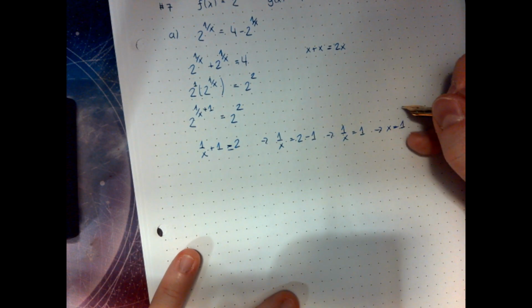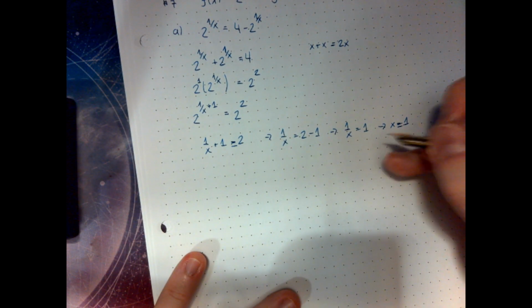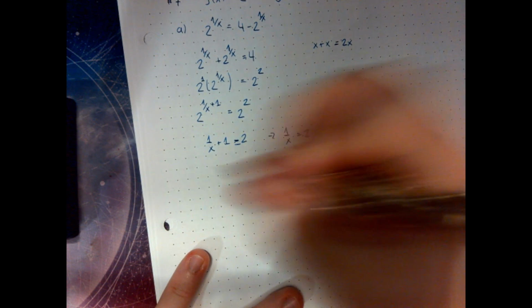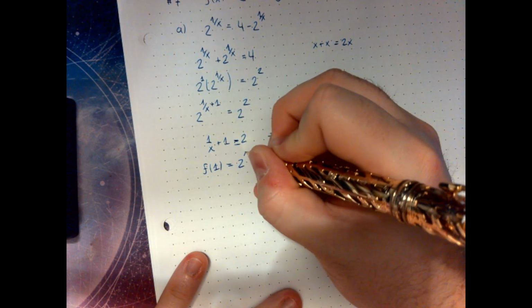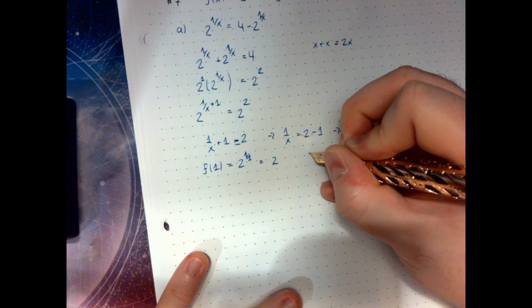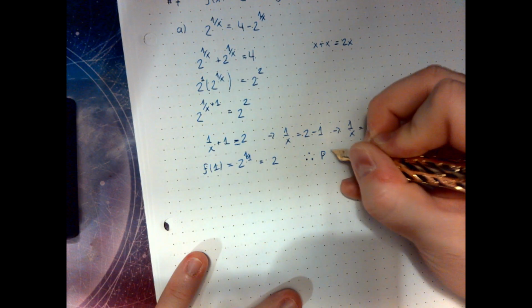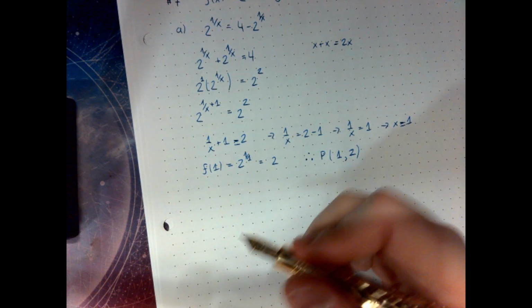Making my life as easy as humanly possible, plugging it into the more simple equation. So I'm just going to plug it into f of x to find my y value. f of 1 is just equal to 2 to the power of 1 over 1, which is equal to 2. Therefore, P, our x coordinate is 1, our y coordinate is 2. And we're all done part A.